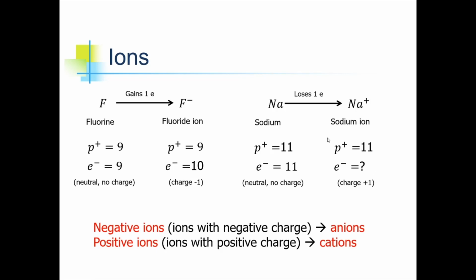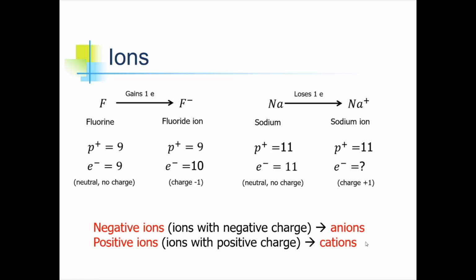Right? So taking a look at this example, if the fluorine gained an electron, it went from 9 to 10. It's protons minus electrons. 9 minus 10 equals -1. So that being said, the sodium ion is going to have a charge of +1 because it has 10 electrons. Right? So I know we have a question mark here, but if we lost an electron, we would have 10 electrons here. So whenever we have a negative ion like this fluoride ion, that is called an anion. And a positive ion, that is going to be called a cation.